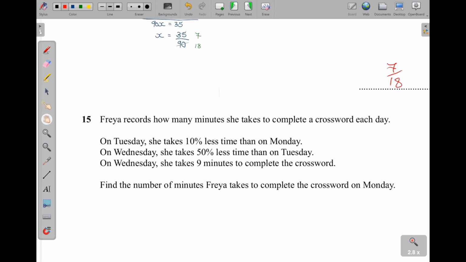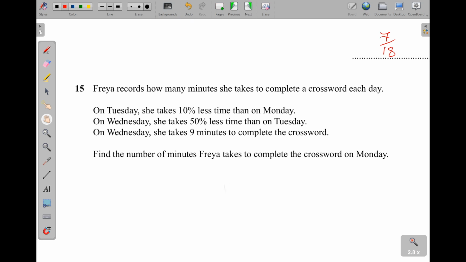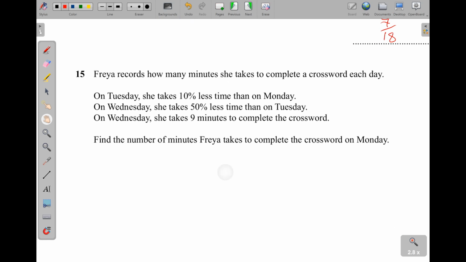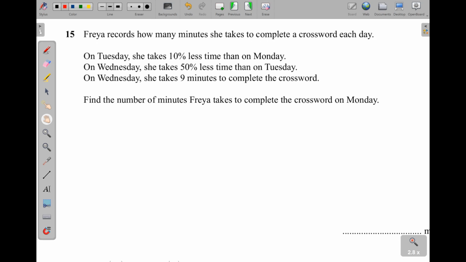Then number 15. Freya records how many minutes she takes to complete a crossword each day. On Tuesday, she takes 10% less time than on Monday. On Wednesday, she takes 50% less time than on Tuesday. On Wednesday, she takes 9 minutes to complete the crossword. Find the number of minutes Freya takes to complete the crossword on Monday.